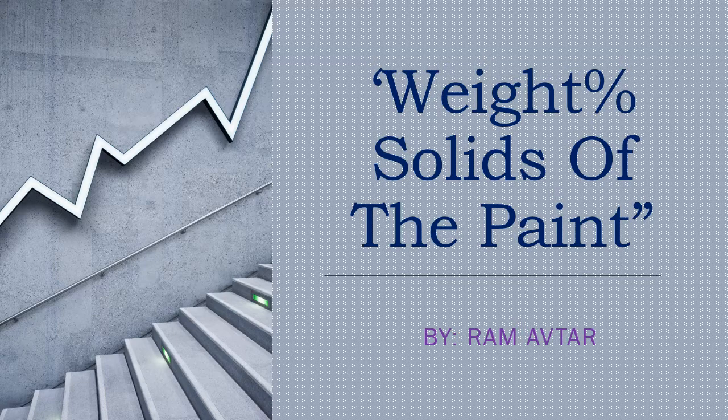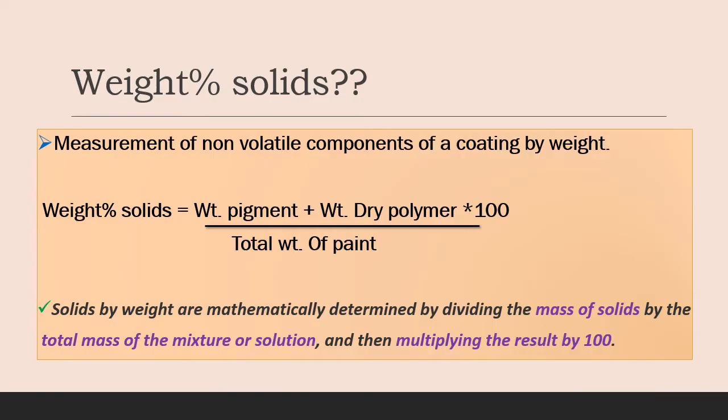This is the pigment weight percent solids of the paint. It is similar to the volume percent solid of the paint, but somewhat different. So let's begin with the topic. So what is a weight percent solid? You know that this is a measurement of the non-volatile components of a coating by weight.